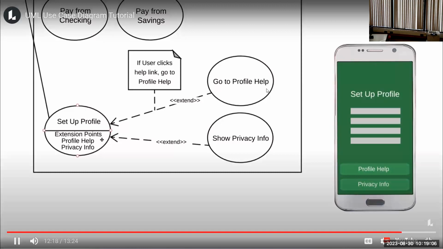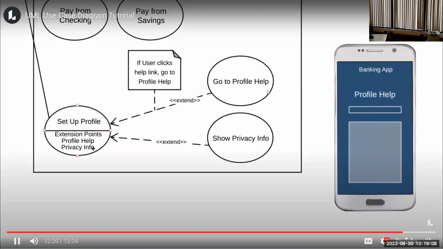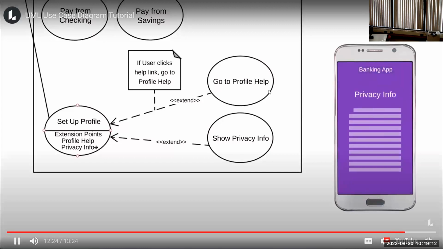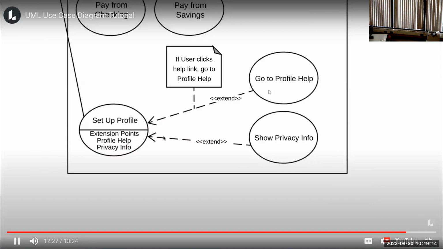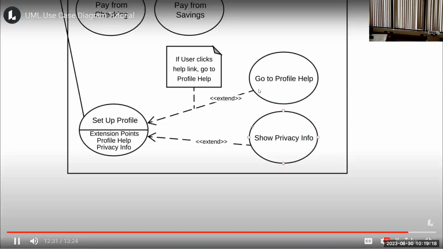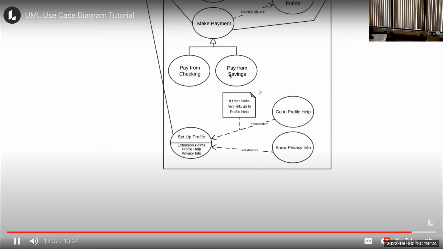If a customer is confused, they can go to Profile Help. And if they want details regarding their private information, they can go to Privacy Info. Those extension points branch off to extended use cases: Go to Profile Help and Show Privacy Info. We can even add a note to show what sort of conditions would lead to these extension points.